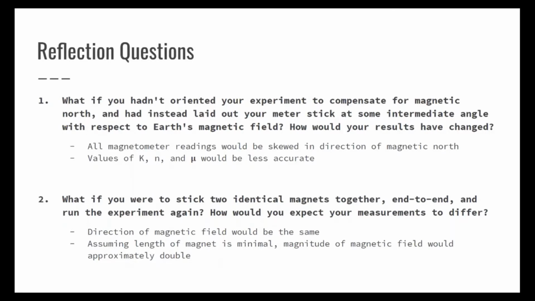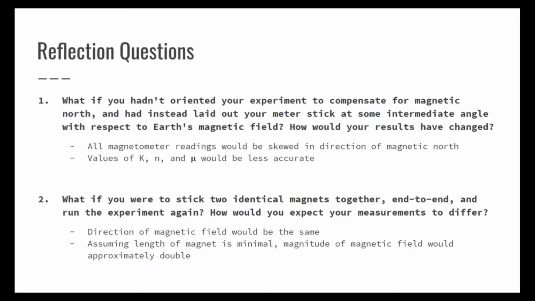Finally, a reflection question. What if you hadn't oriented your experiment to compensate for magnetic north and had instead laid out your meter stick at some intermediate angle with respect to Earth's magnetic field? How would your results have changed? Well, in this case, all of our magnetometer readings would be skewed in the direction of magnetic north, and therefore all of our values k, n, and mu would be less accurate because we would not have accounted for Earth's magnetic field, which we know is there, and it will cause our results to become less accurate.